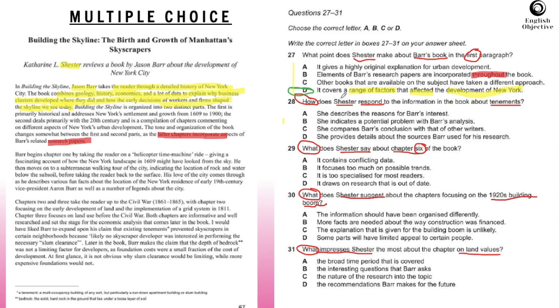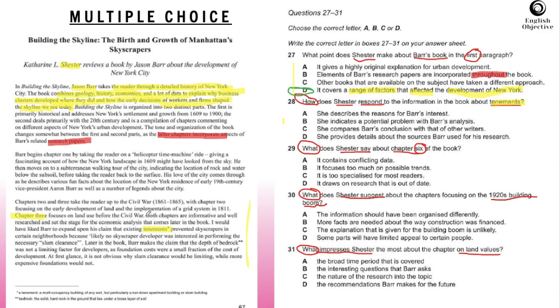So now let's continue with question 28. How Chester responds to the information in the book about tenements. So I would now have to scan for the word tenements. I'm going to scan very quickly without reading. Tenements, tenements, tenements. That's the first time that I have it. So now I know I would have to read and see if I can find anything about it. So let's see what chapter this is in. So this is chapter 3.